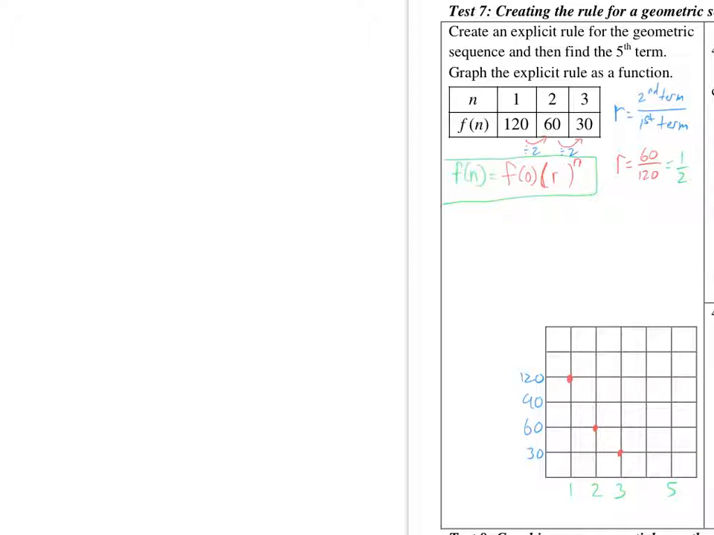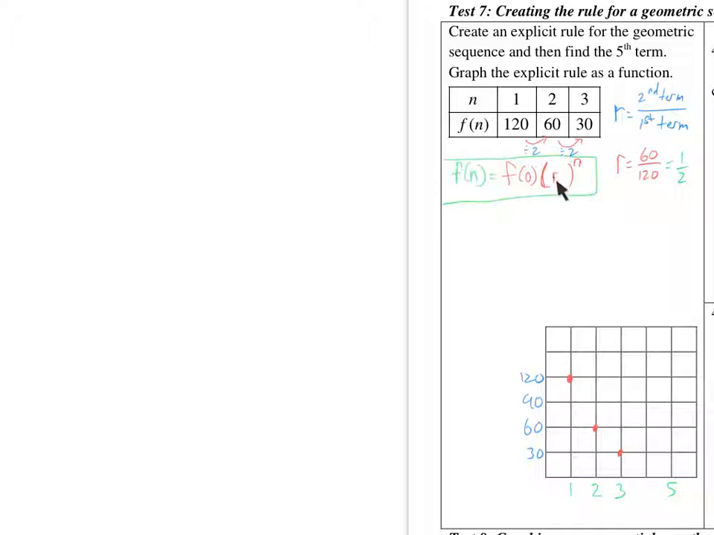Geometric is multiplying, dividing. And since we're shrinking, can you tell it's dividing? If this was growing, wouldn't you be multiplying as you go along? So you're just trying to understand how your pattern is changing. And you're changing by halving, or dividing by 2. It's the same thing.